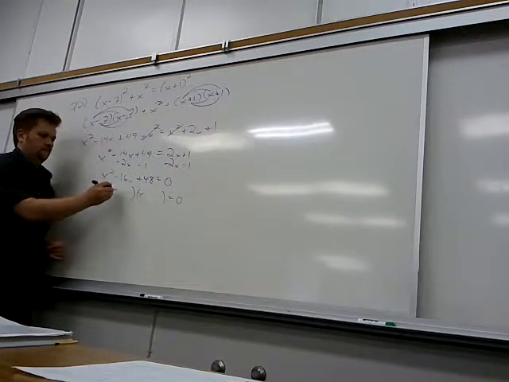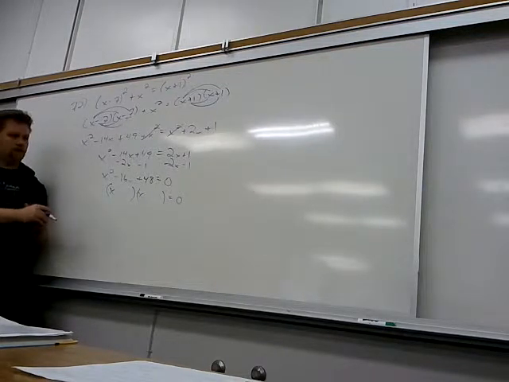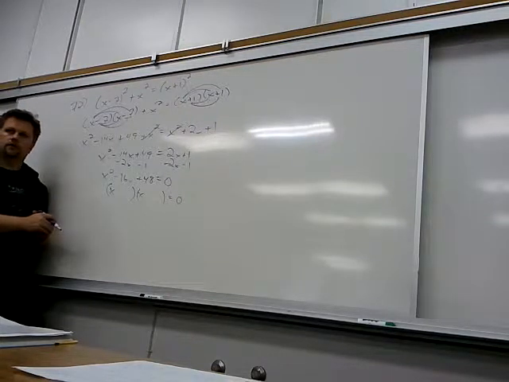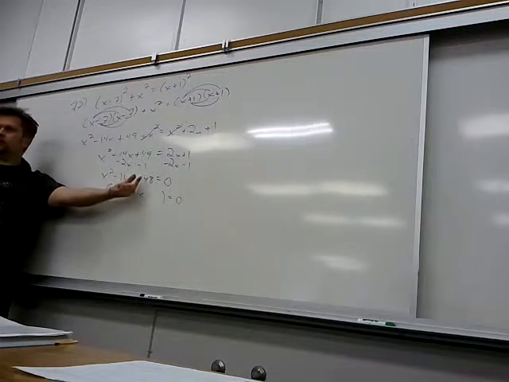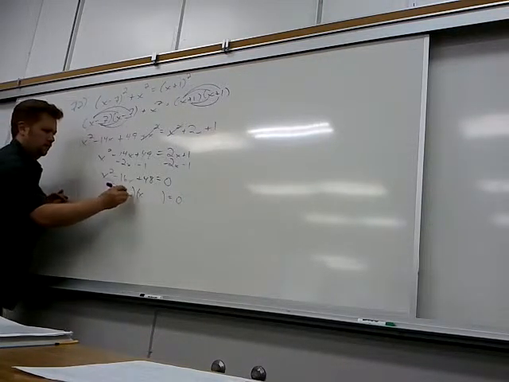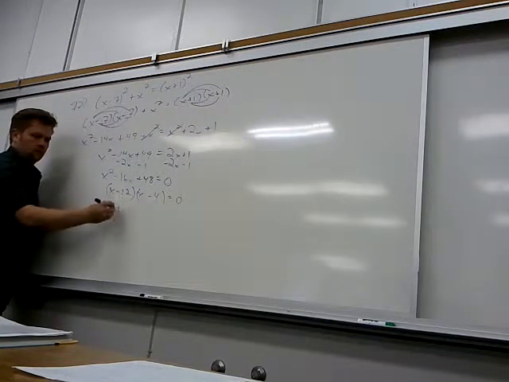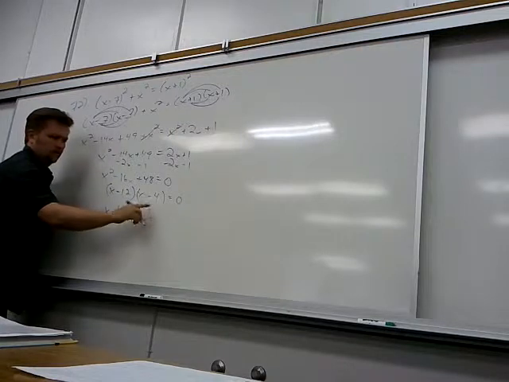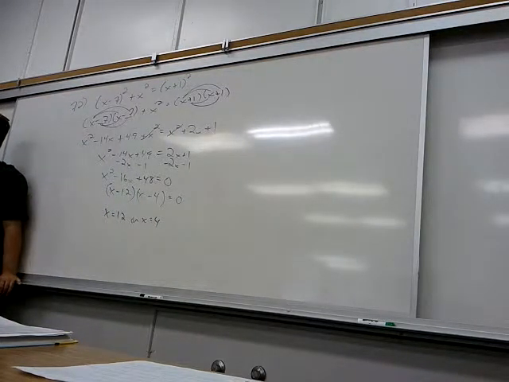Negative 14? Well, 14 times 2 is 28, not quite enough. 12 and 4, good, we'll make 16, right? And they multiply to be 48. And they both have to be negative. So x is 12, or x is 4. I love it. Are you guys cool with that last step?